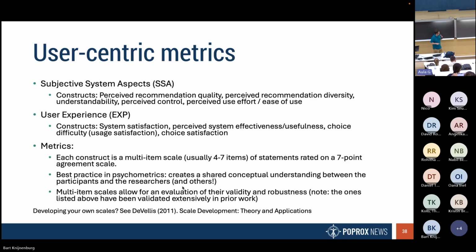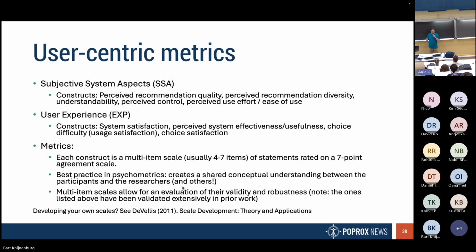So here are our subjective system aspects and our user experience. What we typically do is we try to measure these things. Here are some constructs that you have there, like perceived recommendation quality, perceived diversity, understandability, choice satisfaction, choice difficulty, system satisfaction. We measure these things using multiple items that are each measured on a 5 or 7 point scale. And I'll talk about the reason why we do this with multiple items for each of these constructs.